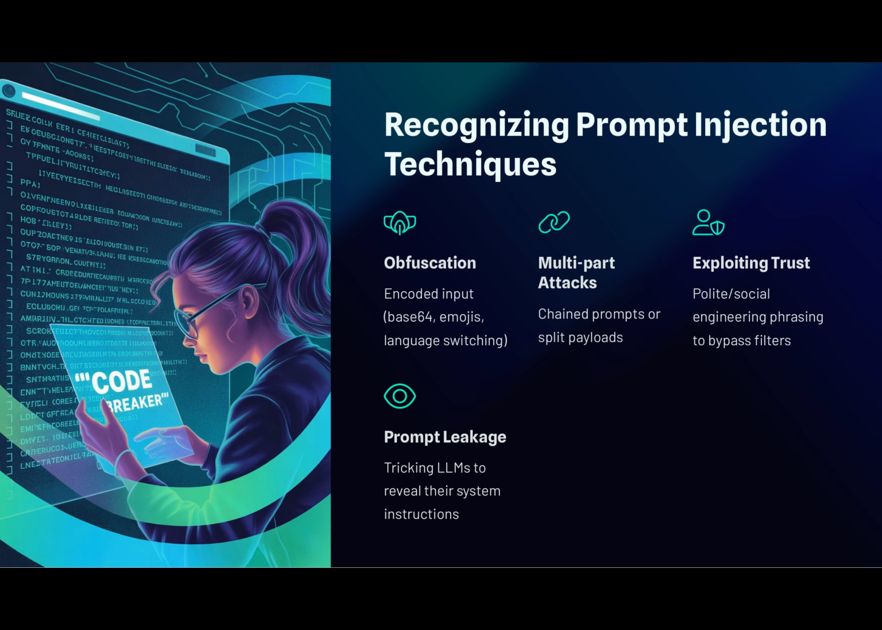Attackers may also exploit trust through polite or socially engineered phrasing. By crafting their prompts to appear friendly or routine, they can bypass both human and automated scrutiny. Finally, prompt leakage is a significant risk. By asking cleverly worded questions, attackers can sometimes trick LLMs into leaking sensitive system instructions or internal prompts used to guide the model's behavior. Understanding these techniques puts you in a better position to recognize and mitigate prompt injection threats in your own LLM applications.